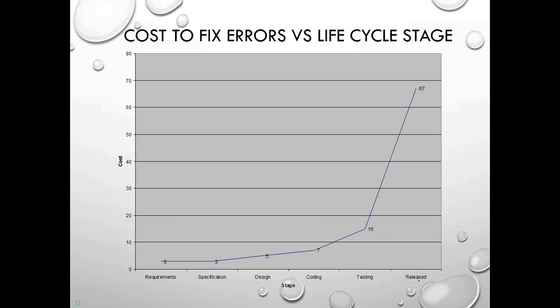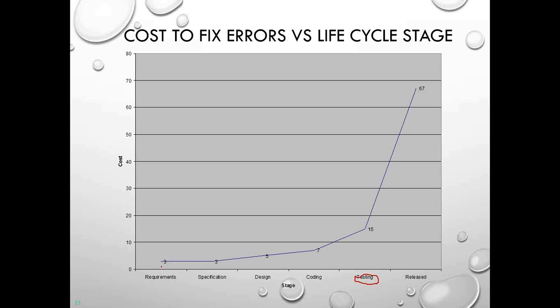As you see here, this graph is trying to showcase the cost to fix the error versus life cycle stages. This is the life cycle of the project. First you have the requirement. Then you lay out the specification, which is your technical requirement document. Then you have your design document. Then you have coding, which is done by the implementation team. And then you have testing, which is the quality assurance team. And then it goes live, which is released. That means the project is done. And this is the cost.